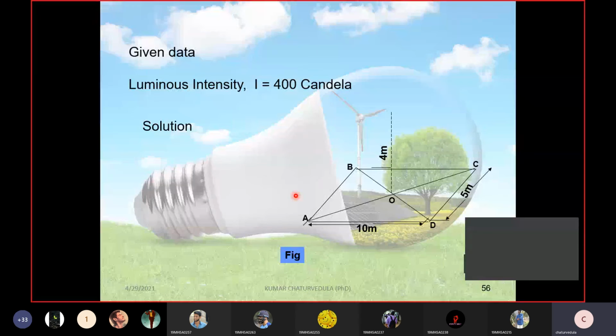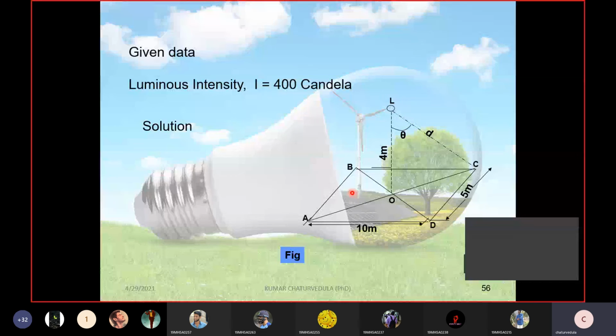Now the lamp is placed here. This lamp will radiate light to all the corners. You have to imagine all the corners. I have taken one corner, C, and the distance from the source light to corner C I have taken as D, and this is going to be your plane angle.